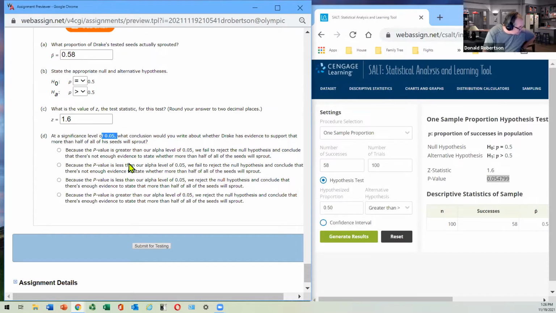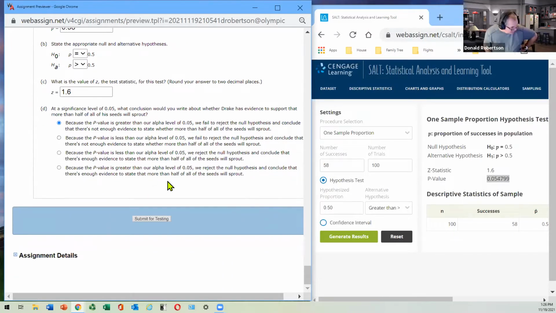So now I have to figure out which sentence says that. Because the p-value is greater than our alpha, we fail to reject the null hypothesis, and we conclude that there is not enough evidence to state that more than half. I think I found it. That sentence seems to cover everything. And we have now finished everything we need to do in B. If you watch the video that I've got online, you can find the beginning part done. So I've covered work on the first half of that.